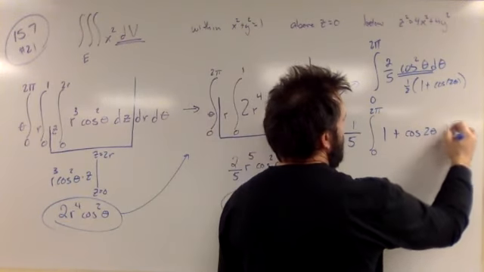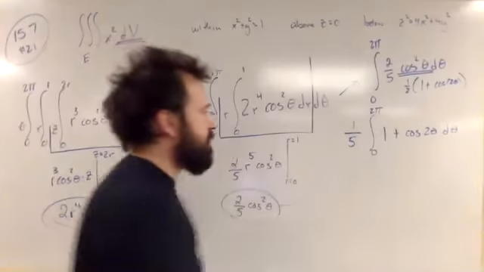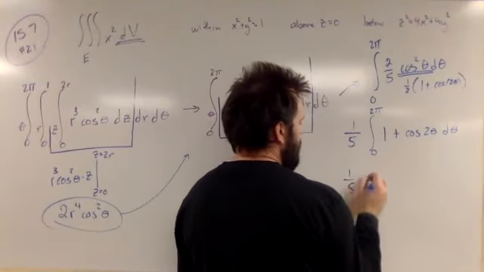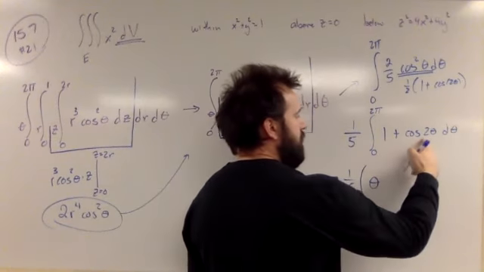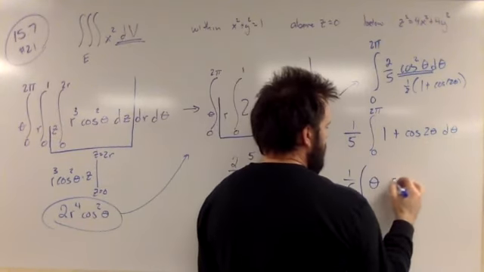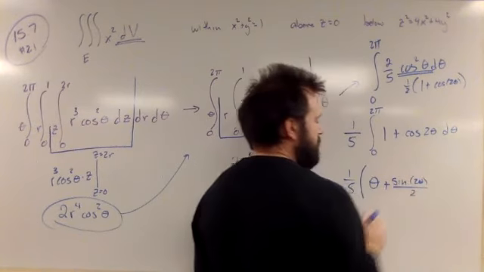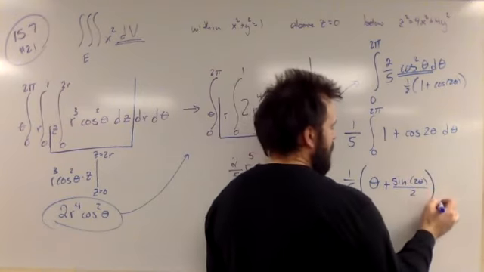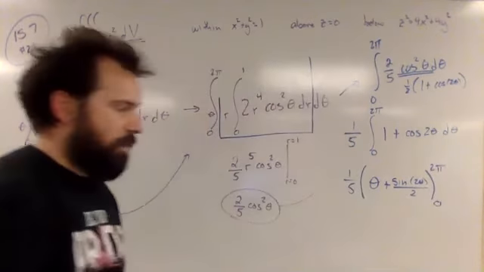Now I can talk about an antiderivative. I'm going to have 1/5 times, this antiderivative is going to be theta. This antiderivative is going to be sine of 2 theta over 2. There's a plus in between there. I'm going to evaluate that from 0 to 2 pi.